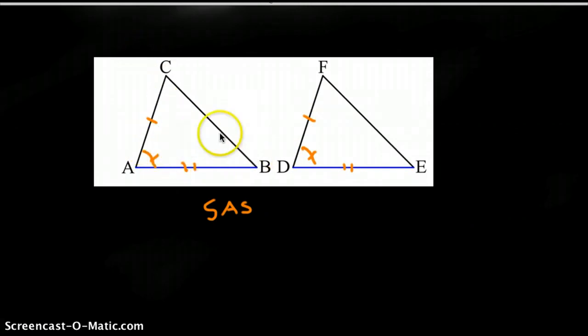So for this line here, this line has to be the same length as this line right here, because this is the same angle as this, and these are the same lengths. So the distance between this point right here and this point right here, and this point right here and this point right here, is going to be the same. And so that's how you can prove that two triangles are congruent by side angle side.